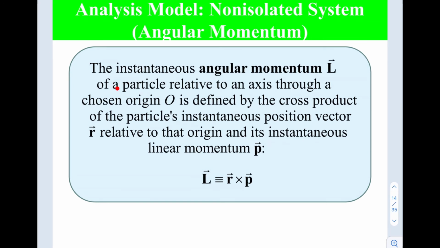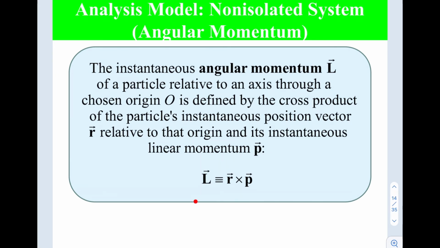The instantaneous angular momentum, symbolized as L, of a particle relative to an axis through a chosen origin O is defined by the cross product of the particle's instantaneous position vector R relative to that origin and its instantaneous linear momentum P. So angular momentum is defined as R cross P. Why is it named angular momentum?